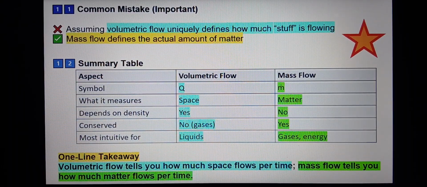Common mistakes, important. Assuming volumetric flow uniquely defines how much stuff is flowing. Mass flow defines the actual amount of matter.